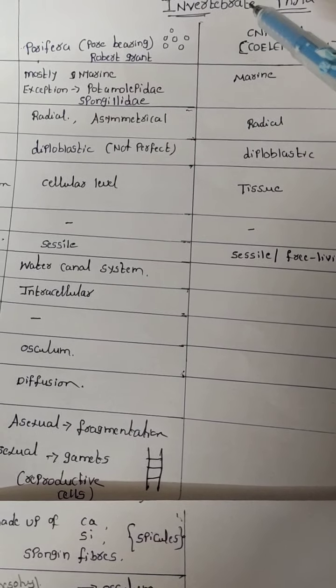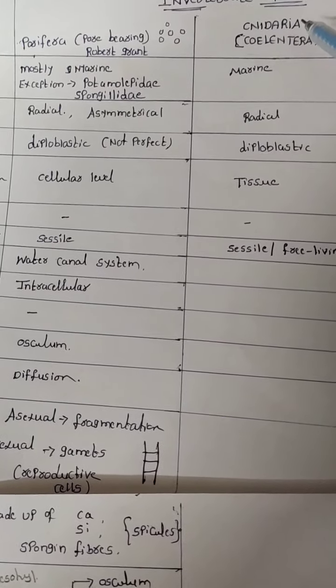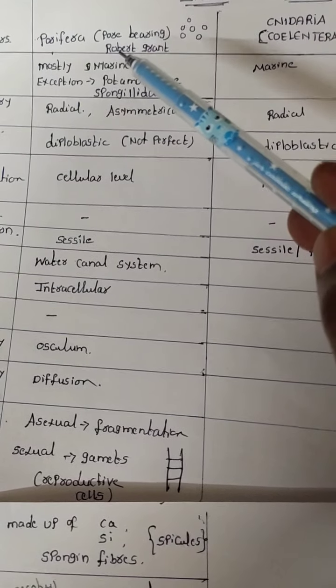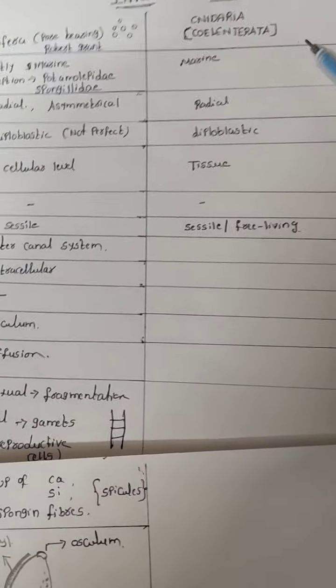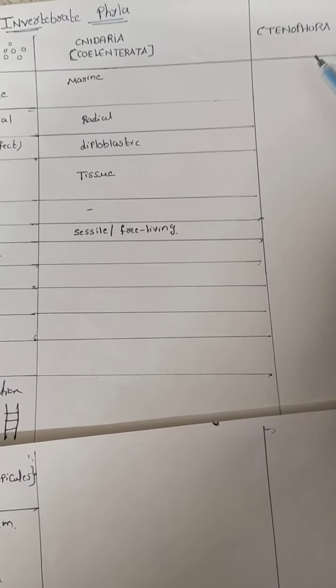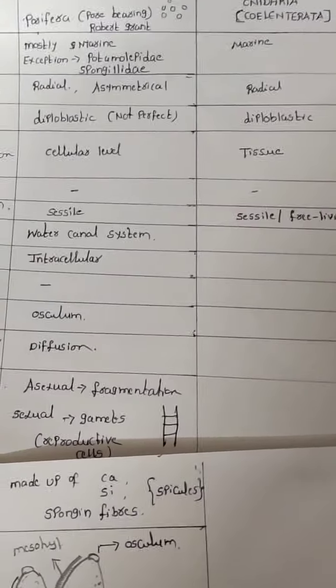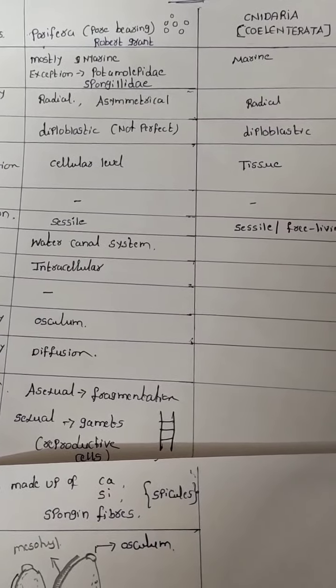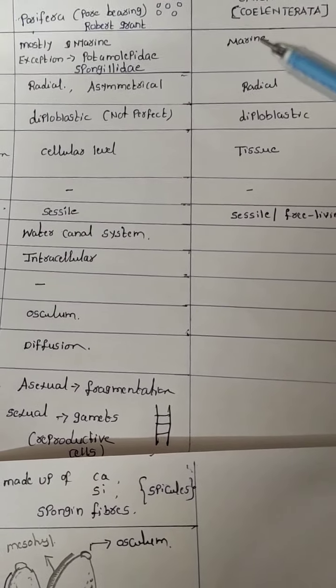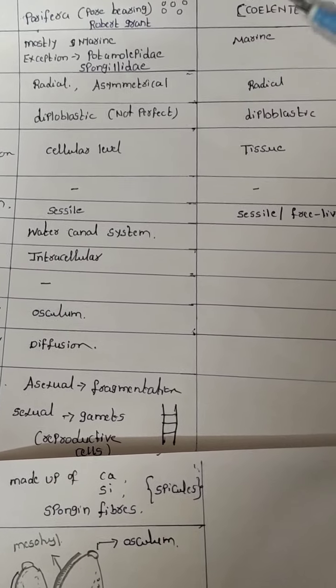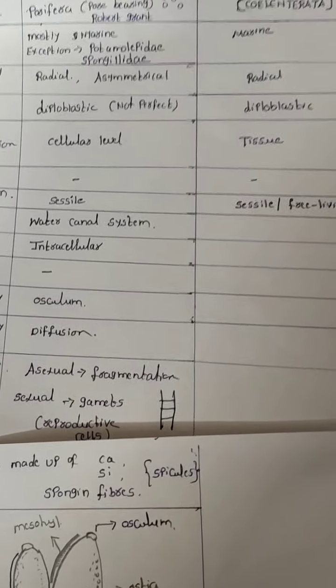Invertebrates. Now, invertebrate phyla: the first phylum is the Porifera, the second phylum is the Cnidaria, the third phylum is the Ctenophora. I will go through each and every phylum in comparison. You must study the phyla in a comparison manner. You can easily understand. Okay.